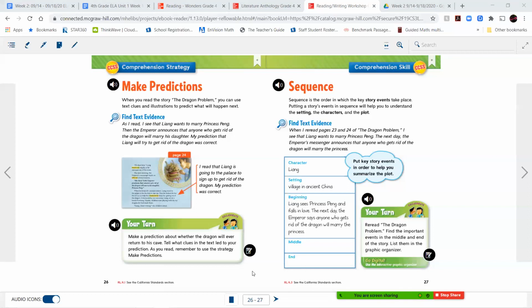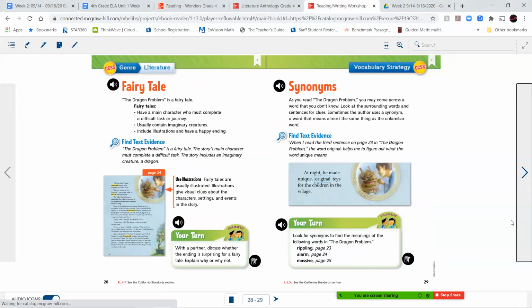And you can also use a graphic organizer like the one over here in the picture to organize your ideas so you know who you're talking about, where the story is happening, and the events that happened in the story. So next we're going to talk about the type of story that we're reading, or the genre, and we're going to talk about fairy tales and what makes them unique.